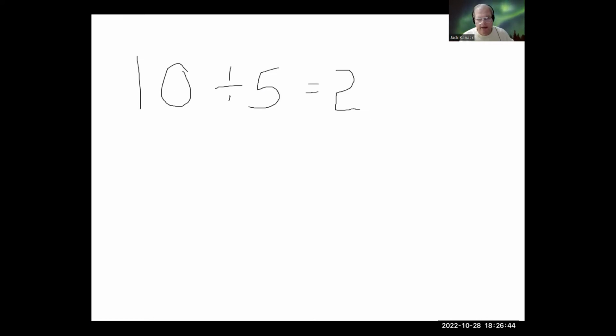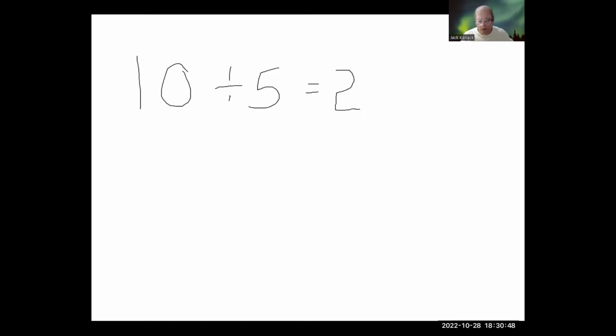So, how to divide by 5 without dividing is so simple that you will wonder why you did not learn this years ago. Well, let's go to the whiteboard and we'll continue. Let's take 10 divided by 5. We all know the answer to that, and that is 2.